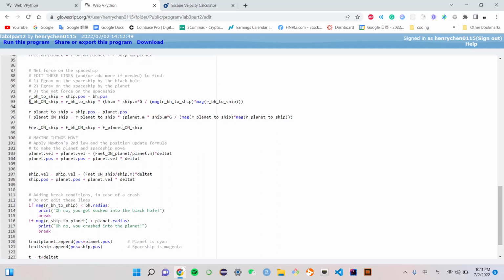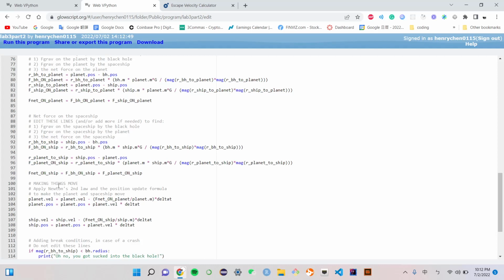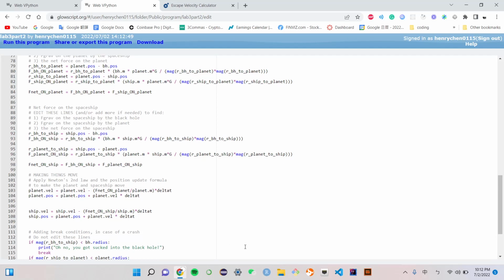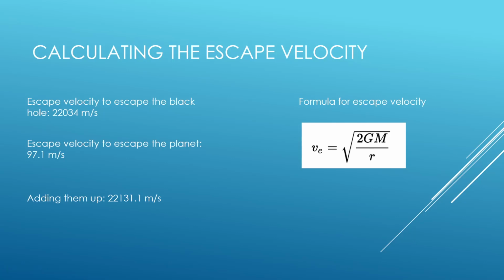We start off by finding the net force of the black hole and the net force of the planet on the ship. Then we add these two and get the net force on the ship. Then we find the force of the black hole on the planet and the force of the ship on the planet. We add those two and we get the net force on the planet. We use these two and Newton's second law to update both the planet's velocity and position and the ship's velocity and position.